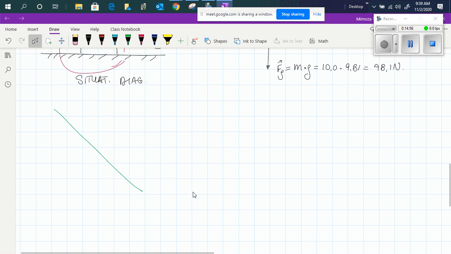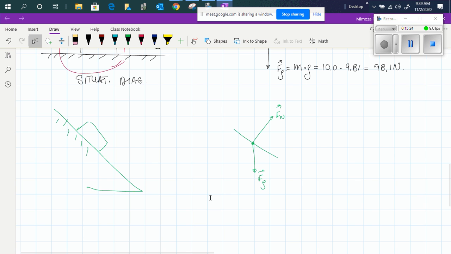If the surface is an incline and you have an object here, then the force of gravity will always be going down to the center of the Earth, and the normal force will always be perpendicular to the surface that the object is supported on. And this is always true.